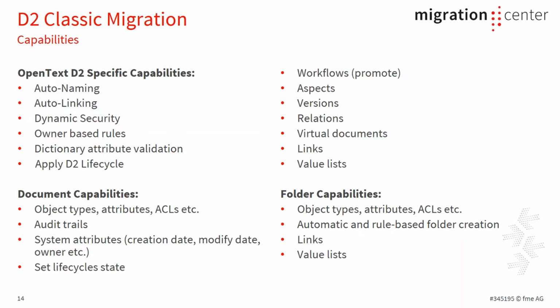And for folders, the same. All object types are supported, including the metadata, the attributes, ACLs, etc. And we are also able to automatically create the folders based on rules, and links are also supported in value lists. So that's for the classic migration scenario.